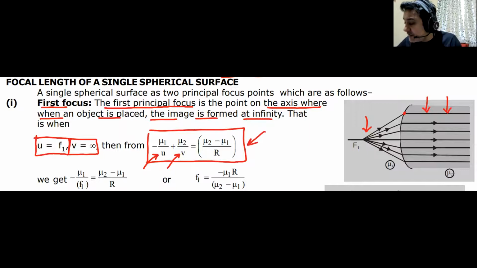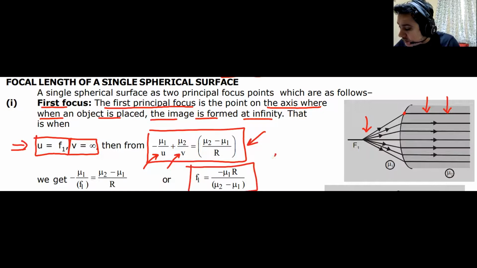Radius of curvature in this case is positive. When you apply this formula, you will get the value of the first focus. Now there are two ways of remembering it. Either you remember all this and apply the formula, or you remember this shortcut.